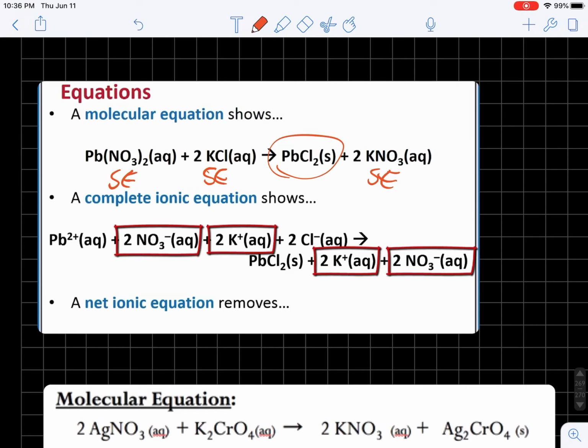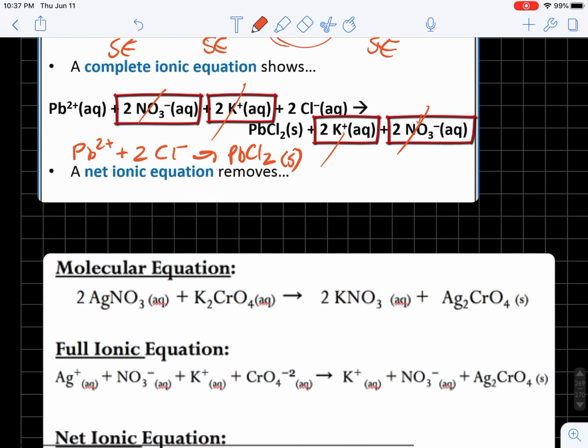So they go through rewriting lead nitrate and potassium chloride and potassium nitrate, and then they go through and they cancel out their spectators, and then they're left with lead 2 plus and 2 moles of Cl minus produces lead chloride. Again, identifying the driving force of the reaction.